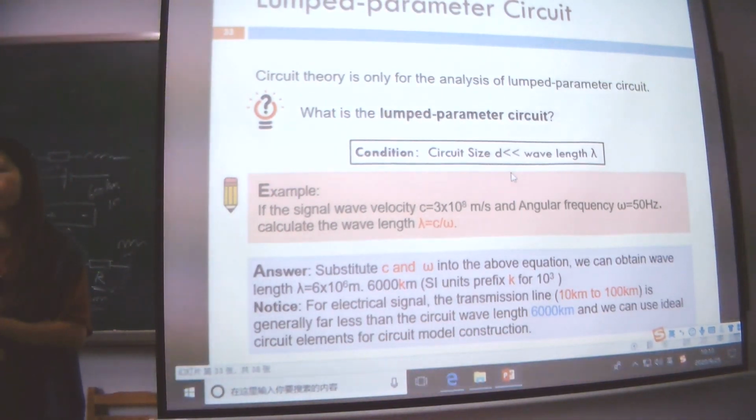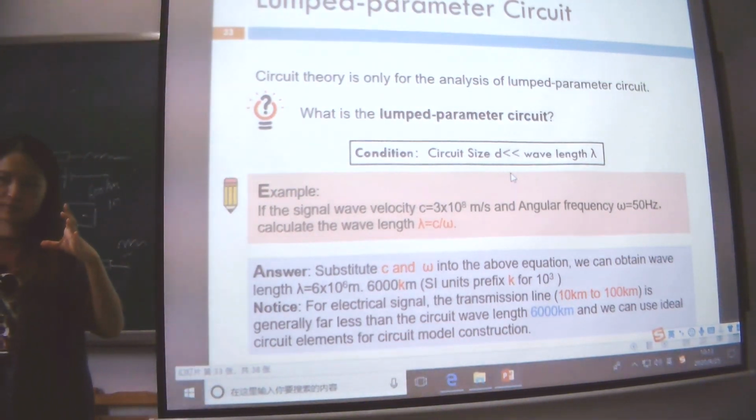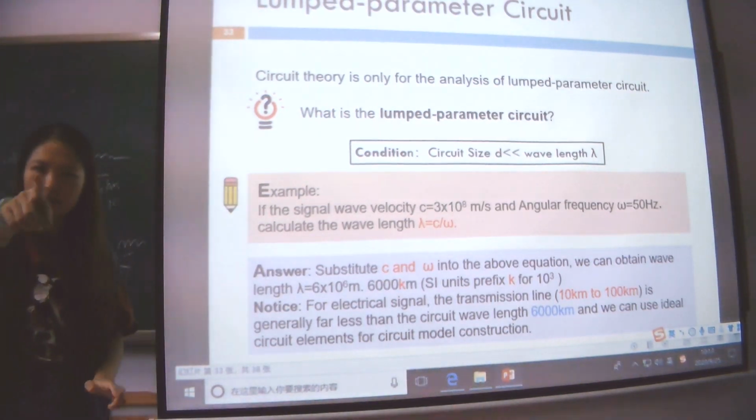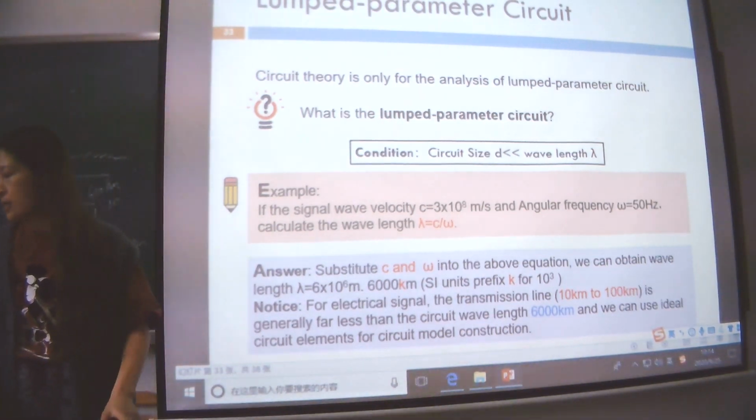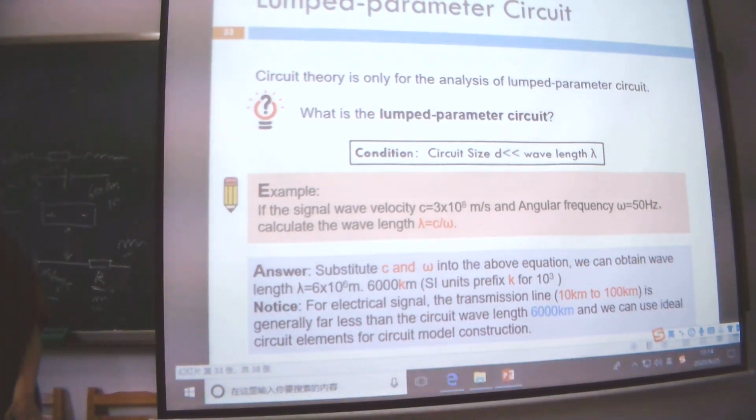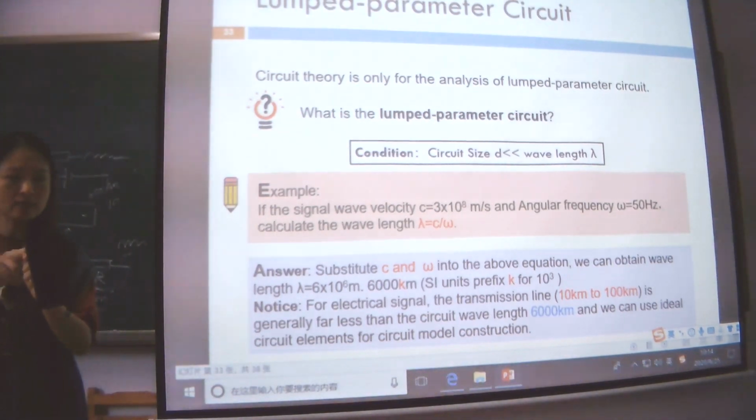So what does it mean? For a small circuit, what is a small circuit? Do we have small circuits in a camera? Yes. Do we have small circuits in our mobile phone? Also there. In every electronic device, we have a small circuit inside, and the size of the circuit is smaller than the wavelength lambda. So we can use circuit analysis.